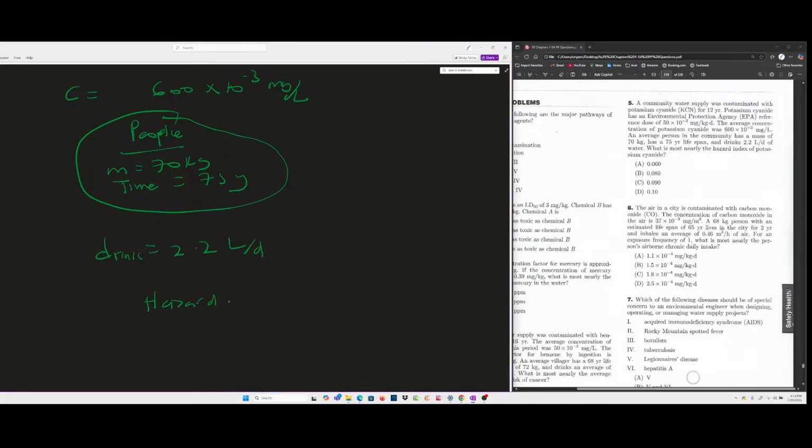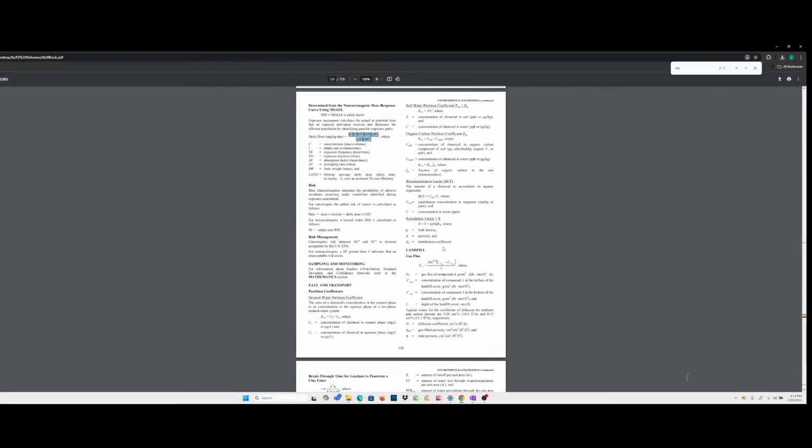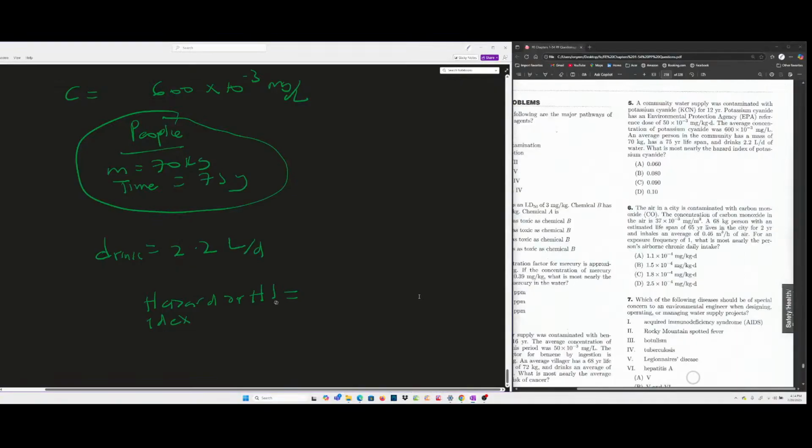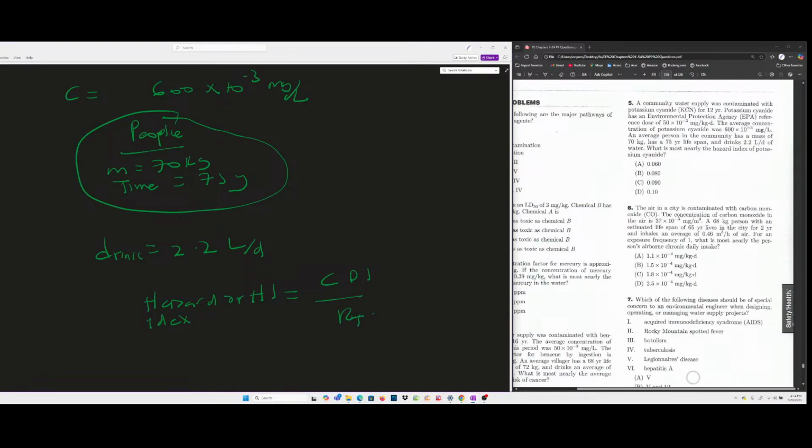Sorry, hazard index, or HI, is equal to what? We'll go to our FE handbook. I'm looking for the hazard index. Yeah, right here. So the hazard index equals the intake rate, which is the same as our dosage divided by the RFD, which is the constant. So our intake rate, we can call the CDI over RFD.